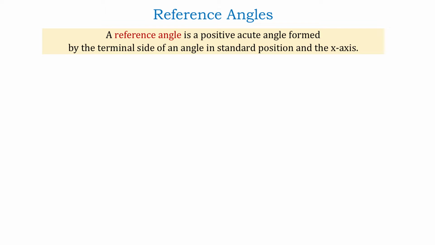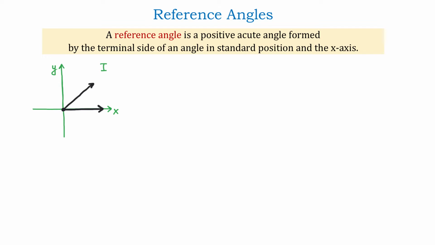A reference angle is a positive acute angle formed by the terminal side of an angle in standard position and the x-axis. So let's see how we can find reference angles in each of the 4 quadrants. Here we have the rectangular coordinate system and we will draw an angle in standard position whose terminal side lies in quadrant 1. An example of an angle whose terminal side lies in quadrant 1 can be a 40-degree angle. So let's start by drawing the initial side, and it has to be on the positive x-axis, and the terminal side will be in quadrant 1.